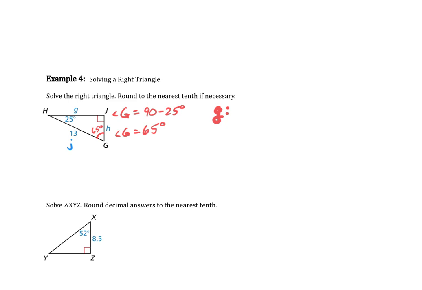So from 25 degrees, what side would little g be? Opposite, adjacent, or hypotenuse? Here's 25. What side is little g from 25? Adjacent. So that's going to be our adjacent side. What about 13?